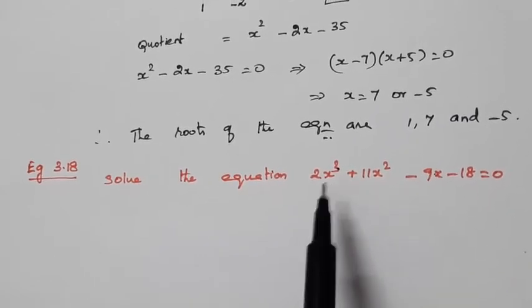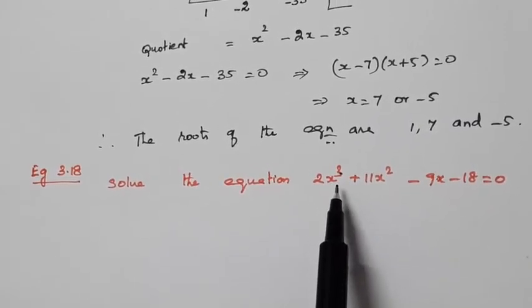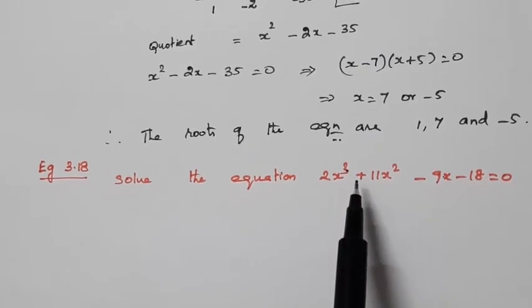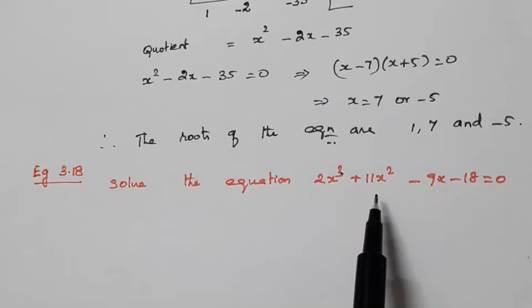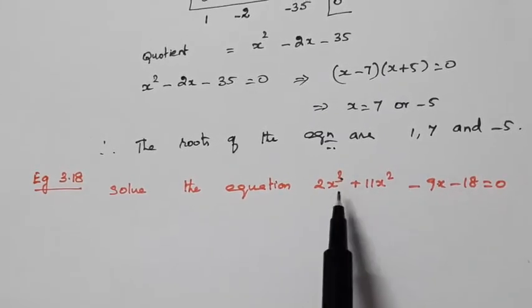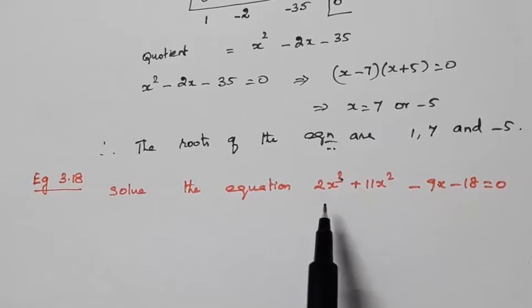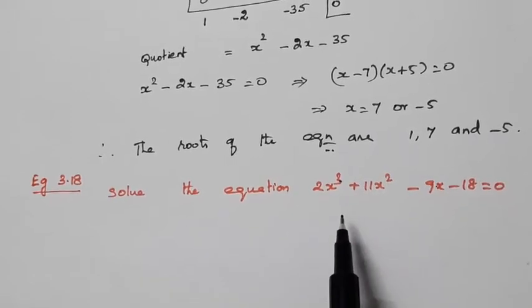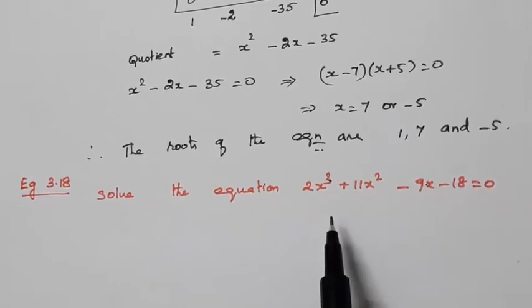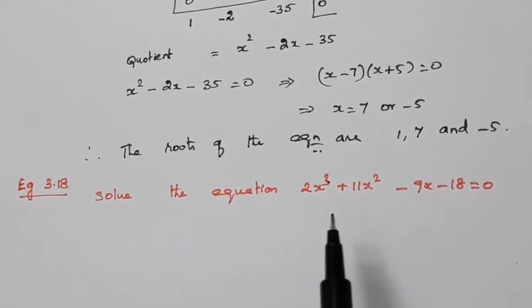For such an equation where the sum of the coefficients of even power and the sum of the coefficients of odd power are equal, minus 1 will be a root. Okay. So after dividing the left hand side of the polynomial by x plus 1, we will get a reduced equation as a quadratic, and then by solving that quadratic we will get the remaining two roots. Okay.